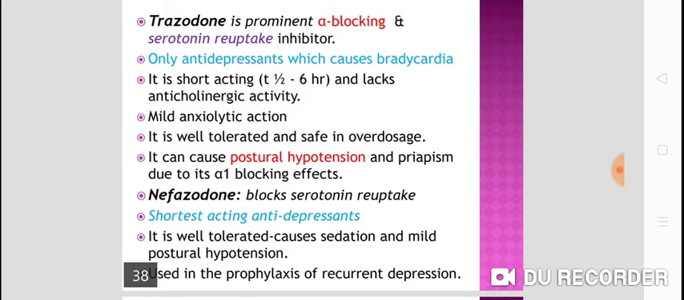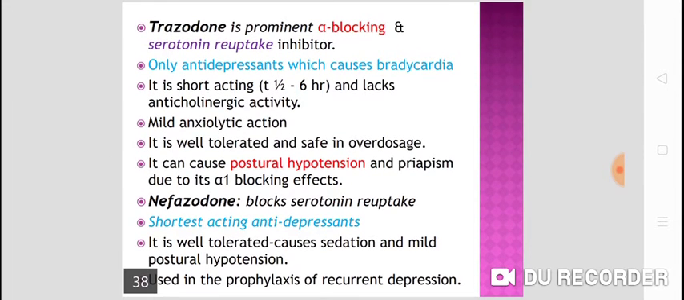It is short acting, its plasma half-life is just 6 hours, and it lacks anticholinergic activity. It has mild anxiolytic action. It is well tolerated and safe in overdosage. As adverse effects, it may lead to postural hypotension and priapism, that is painful penile erection, due to its alpha 1 blocking effect. So for trazodone, what are the adverse effects? Postural hypotension and priapism. What is priapism? Painful penile erection due to alpha 1 blocking effect.